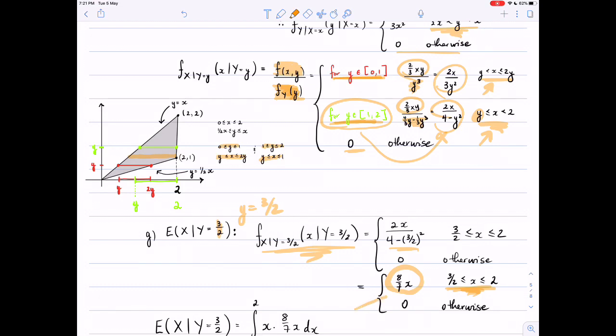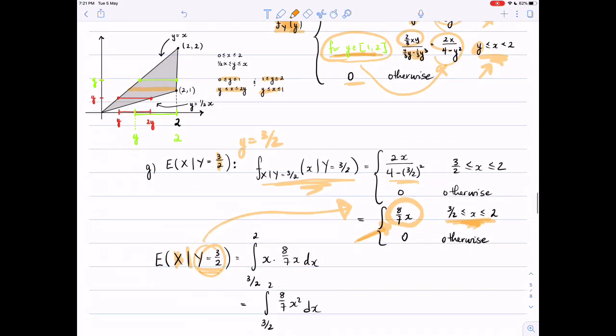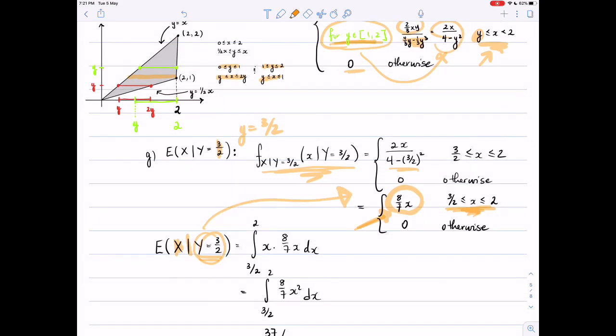Now that I have that, if I want the expected value of x given y is 3/2, well, that given y is 3/2 has been taken care of already. I just do the expected value. I do what I would do for any single variable distribution.